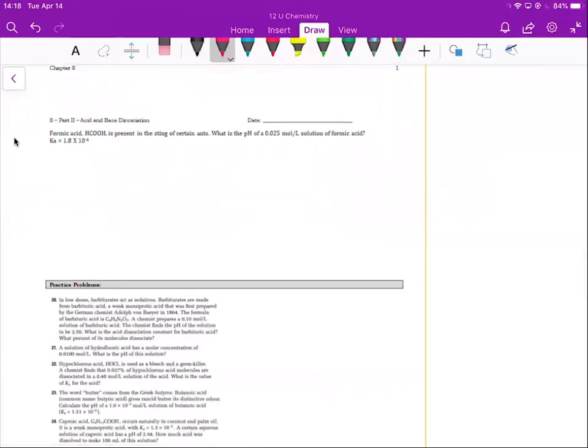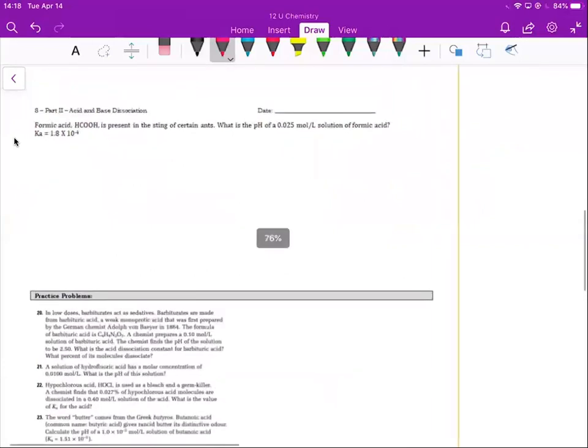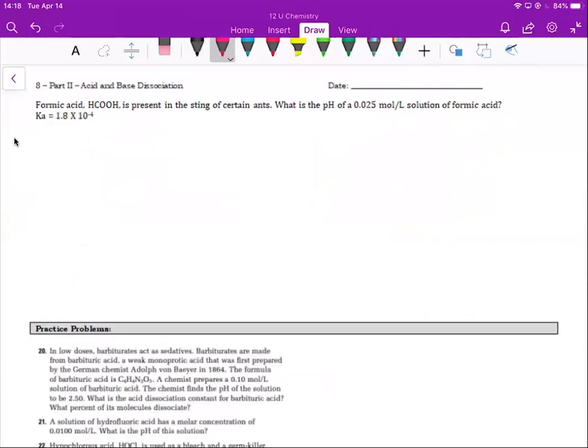Let's look at this one here now. Formic acid is present in the sting of certain ants. I don't know if you've ever had a bite from a bullet ant. I hope not. I was thinking of fire ants, actually. Fire ants or red ants, especially in the tropics or in southern United States. We do have them in Ontario, but they inject you with formic acid and you get like a little blister.